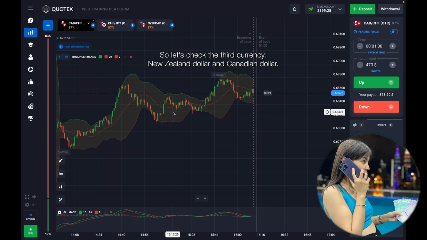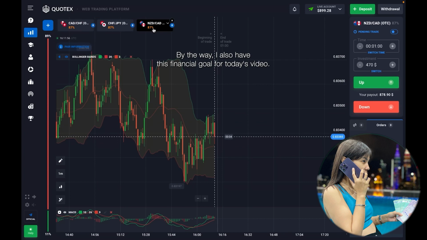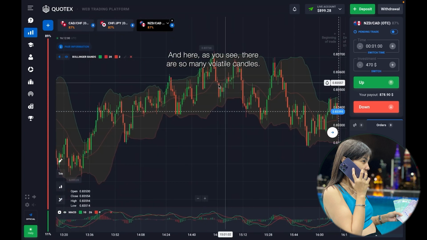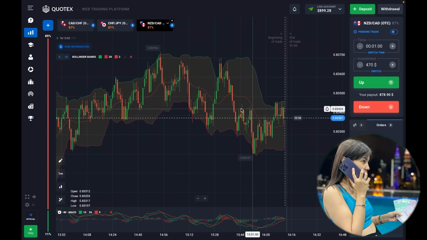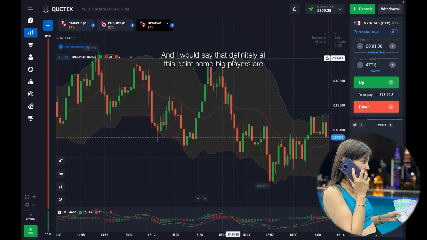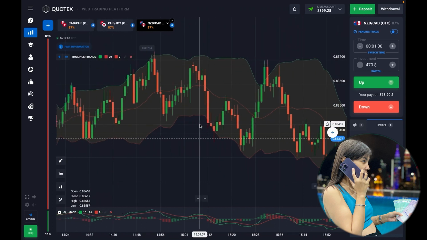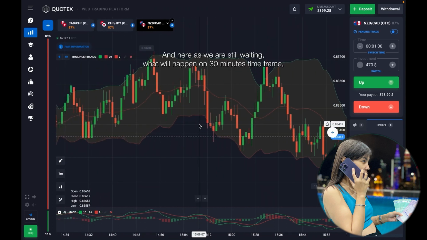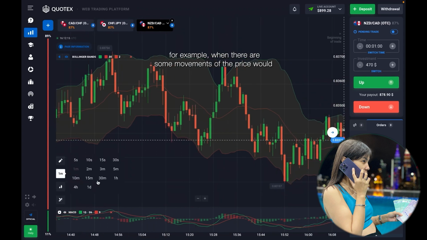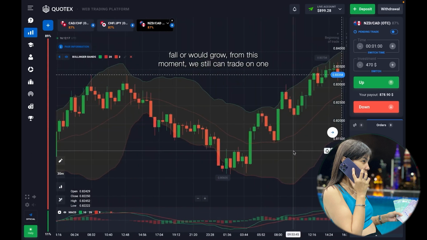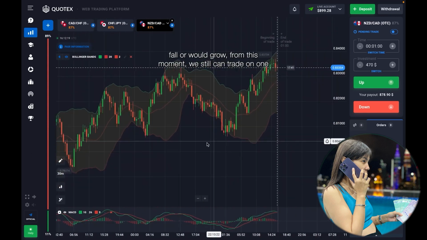So let's check the first currency pair, New Zealand dollar and Canadian dollar. And by the way, I also have a financial goal for today's video. Here, as you see, there are so many volatile candles, and I would say that definitely at this point some big players are gaining their positions. Here we're still waiting to see what will happen on the 30 minutes time frame, for example, when the price would fall or grow from this moment.